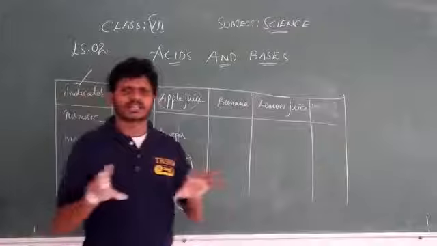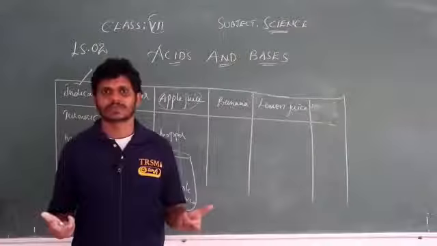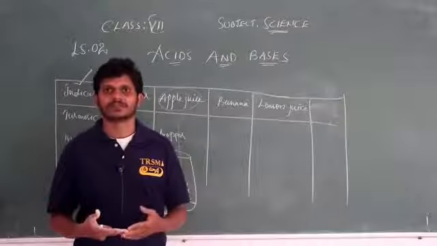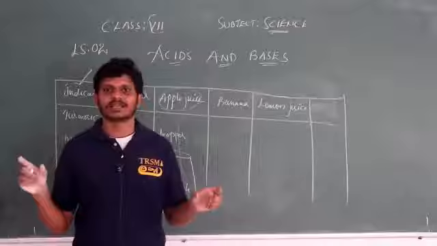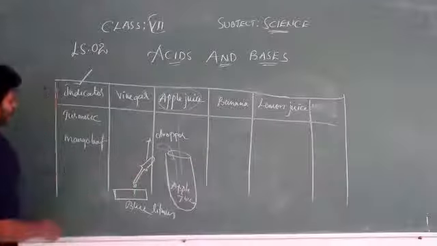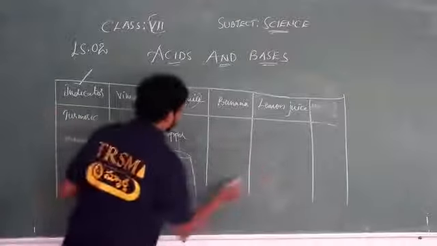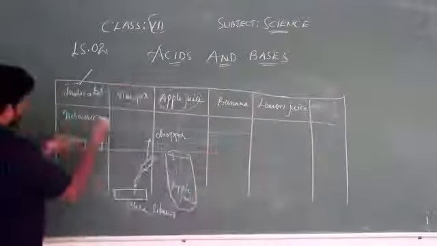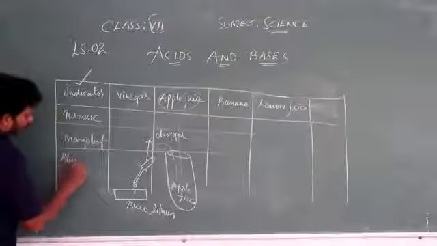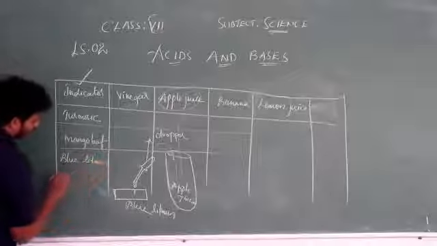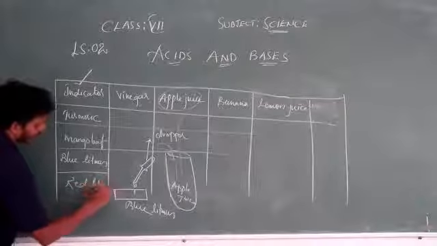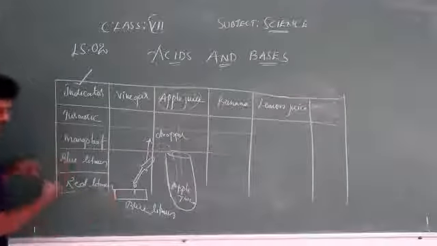In short, an indicator is a substance which helps us identify whether the given compound is acidic, basic or neutral. In the same manner, we need to find out with all these substances. You have taken turmeric powder, mango leaf, and also blue litmus paper. You can go for red litmus paper too. So like this, we have taken different indicators.